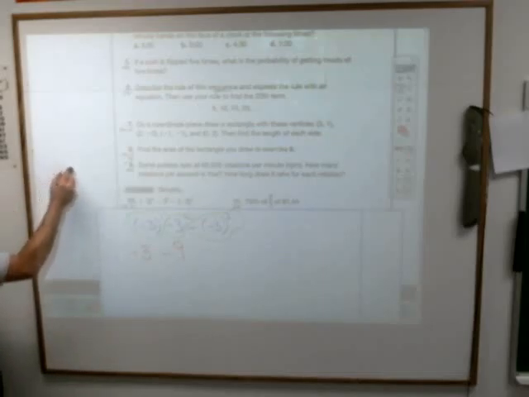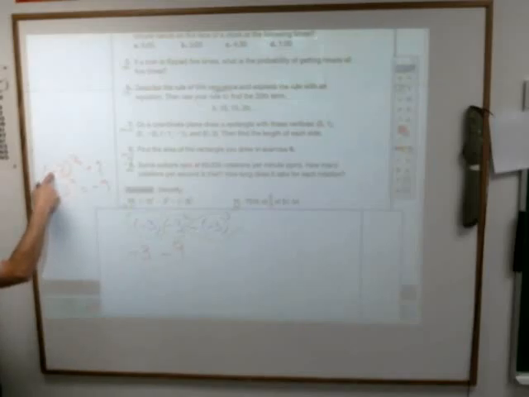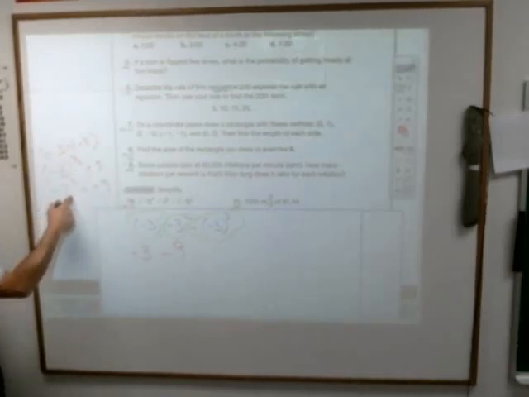There's a big difference between this and this. This is a negative 9, this is a positive 9, because the negative's in the parenthesis, it gets squared. That really looks like this, and you get a positive 9. If it's this, it's a negative 9.